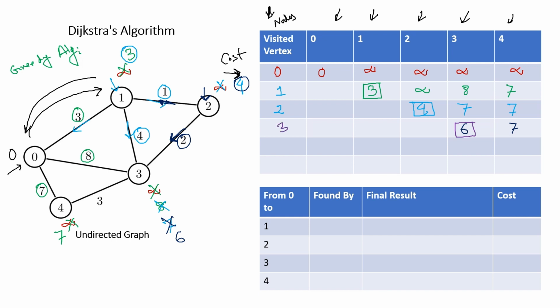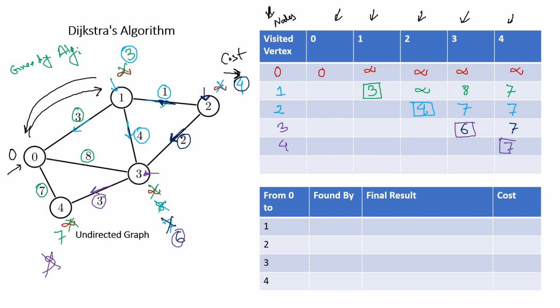So we're currently at 3. From 3, we can visit 4. The cost of going to 3 is 6, and from 3 going to 4 is 3, which makes a total of 9, which is bigger than 7. So we're not going to pick it. Now we're going to be visiting 4.